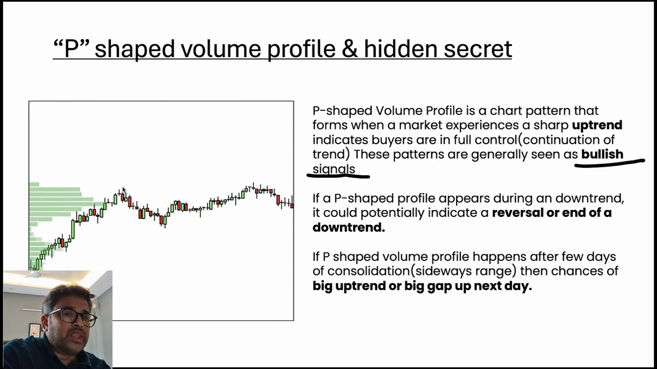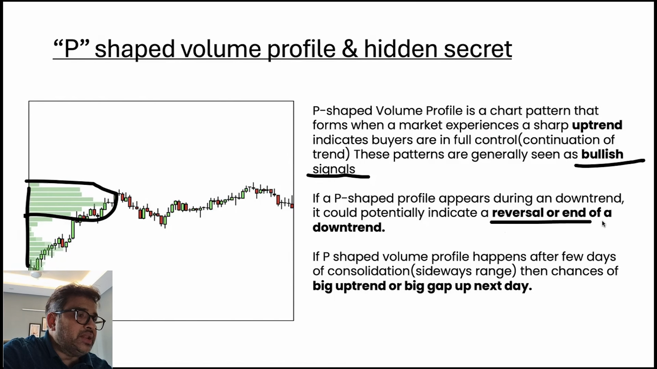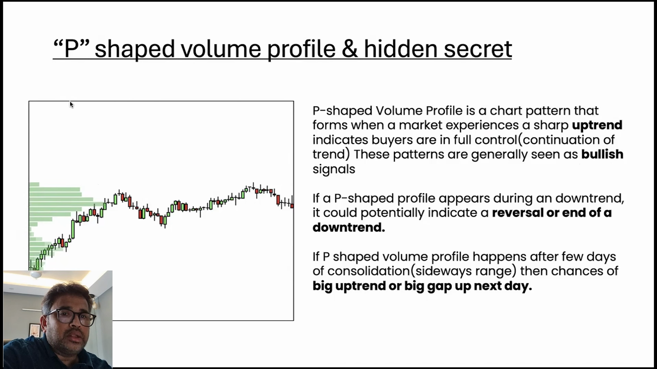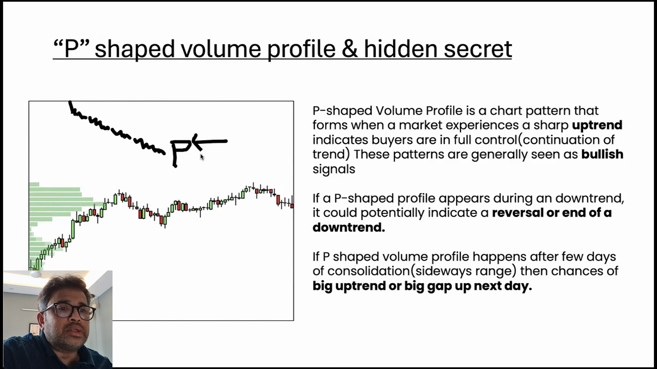At the same time, if this P-shape happens in a downtrend, it could potentially indicate a reversal or the end of a downtrend. So assume that there is a downtrend on the chart. For the last 5-6 days or 7-8 days, price is going down, and one fine day it makes a P-shaped volume profile, with the highest volume on the top side. That is the indication that the market is likely to make a V reversal.